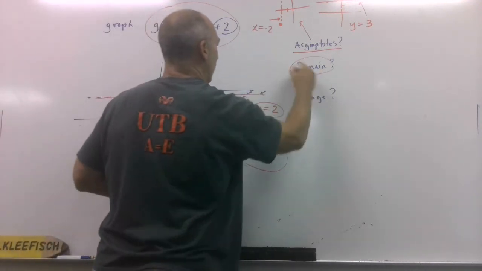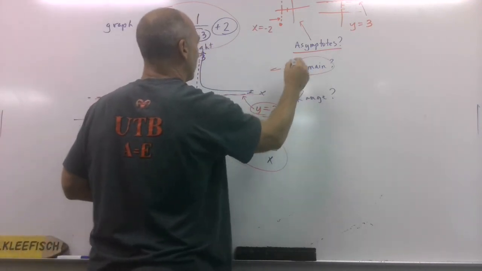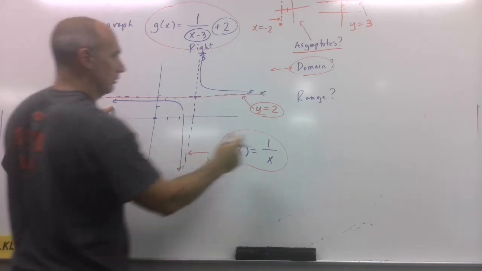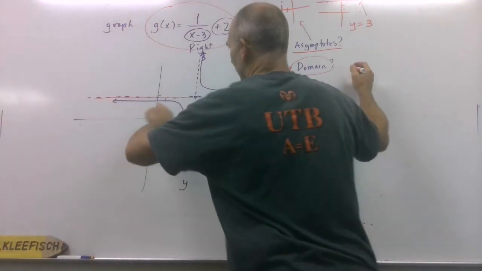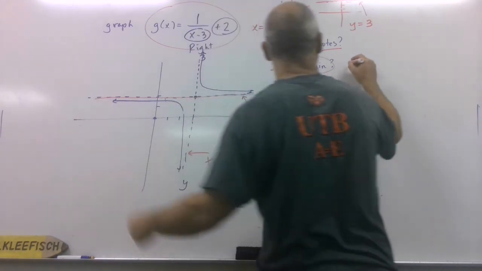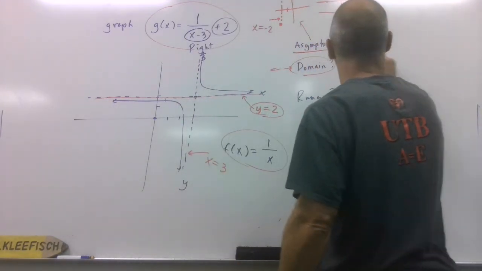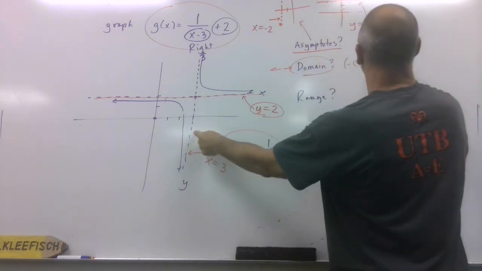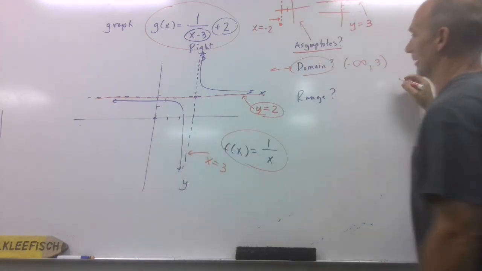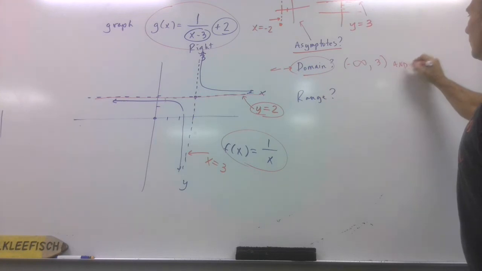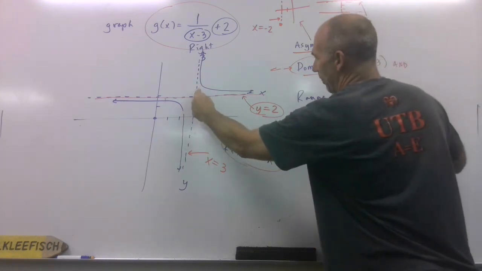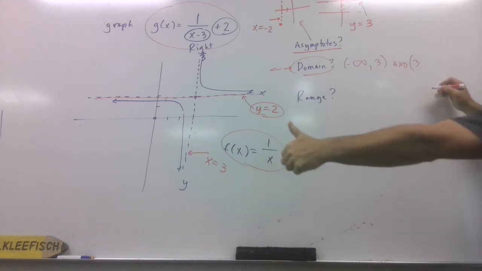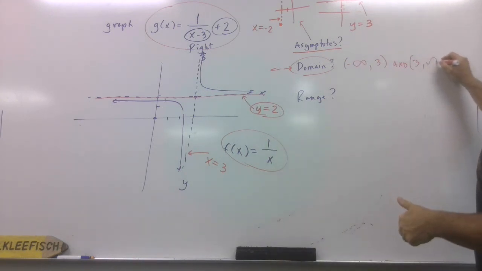Domain is, remember, how far left does it go and how far right does it go? But we got two chunks. So we have to explain this chunk. So the domain would be, goes from negative infinity all the way up to the asymptote, which is 3, but it doesn't touch it. So you got to use parentheses. And starts out again at 3, but it doesn't touch it, and it goes to the right forever.